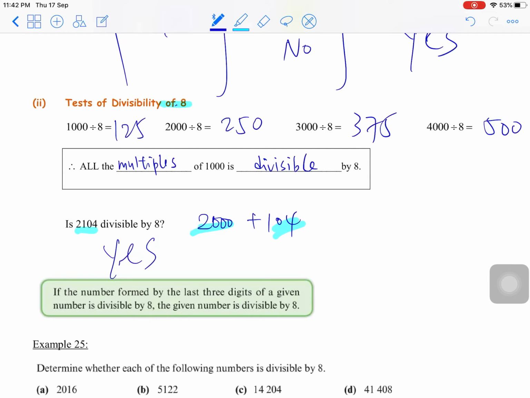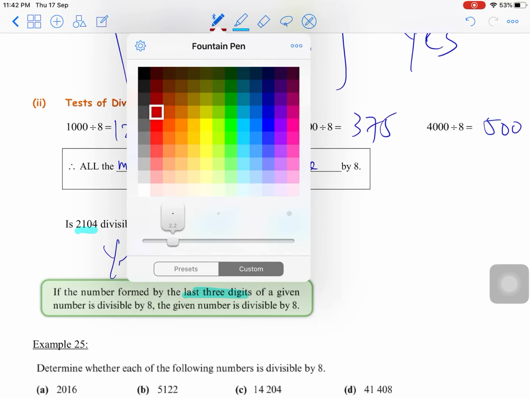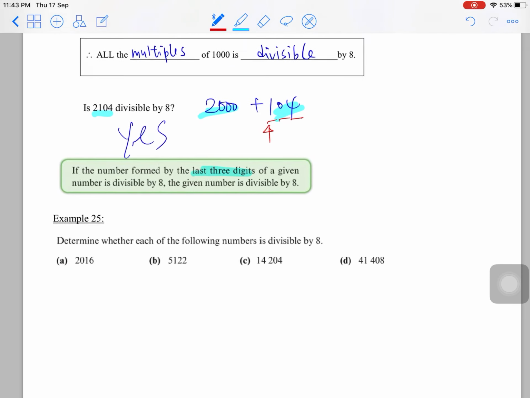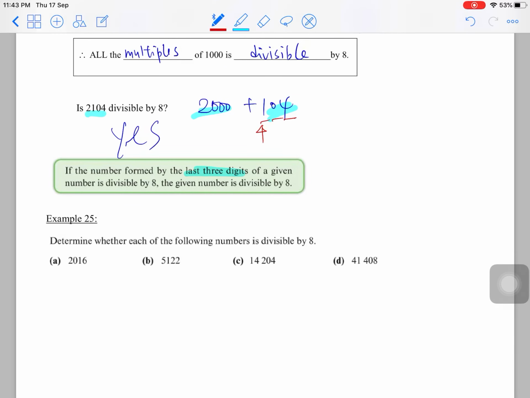So this time we check the last three digits, because the multiples of 1000 are already divisible by 8. So you check the last three digits, that means up to the hundreds digit. 1, 2, 3, check up to the hundreds digit. If that number is divisible by 8, then the whole number will be divisible by 8.